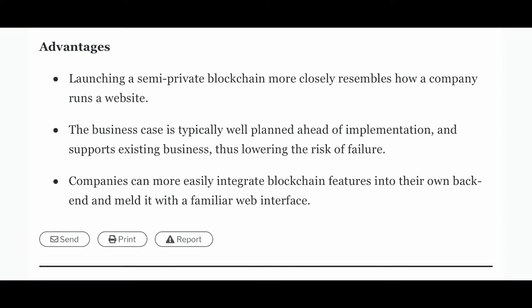Launching a semi-private blockchain more closely resembles how a company runs a website. The business case is typically well planned ahead of implementation and supports existing business, thus lowering the risk of failure. Companies can more easily integrate blockchain features into their own back end and meld it with familiar web interfaces.